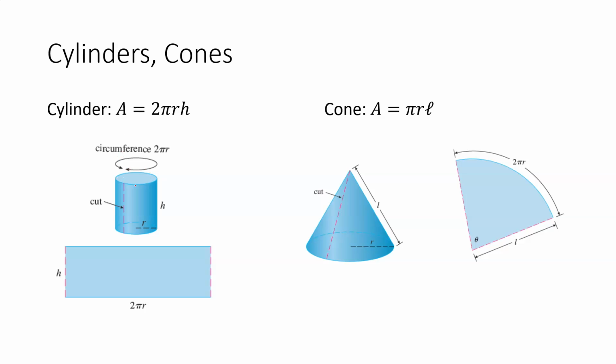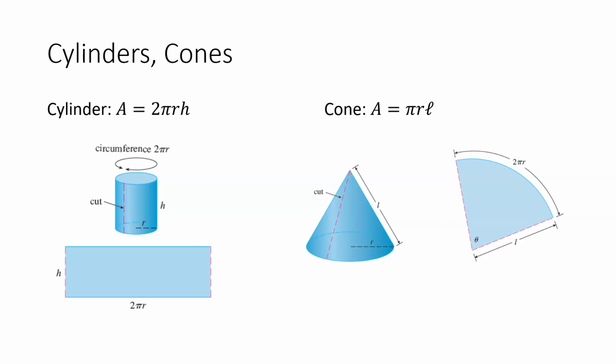First, if I have a cylinder, we know that if I slice a cylinder and unravel it, it just forms a rectangle. So the surface area of a cylinder is 2 pi r, which gives me the base of one side of the rectangle, times h, which is the height of the cylinder. So 2 pi r being the circumference of the base of our cylinder times the height gives us the surface area of the cylinder.